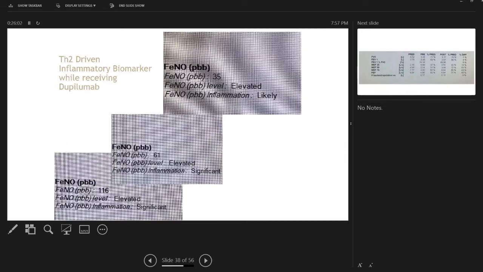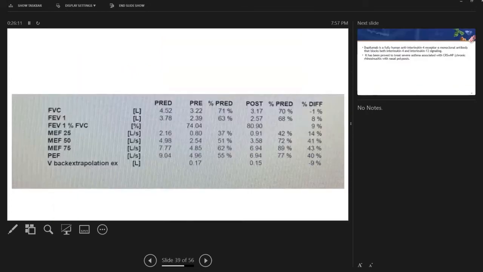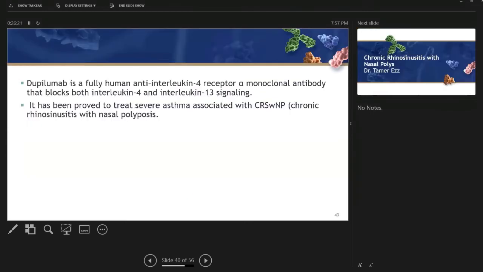His FeNO over the years, over a couple of years, 116, 61, 35. Clinically getting better. Type 2 inflammation is getting down. His lung function is getting better. No exacerbation. You remember the 1.3 FEV1? It's 2.39 now. So he's doubled his FEV1. So he had a good response. And I thought I'd share with you, if you have experience, you're the immunologist, you should tell me, should I worry about a 2,500 absolute eosinophil count?